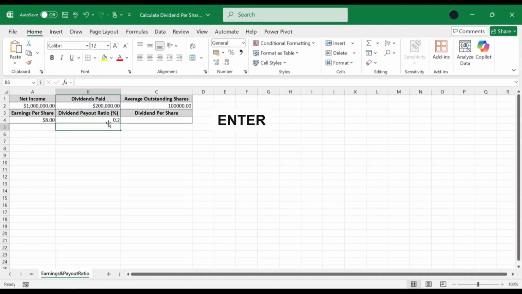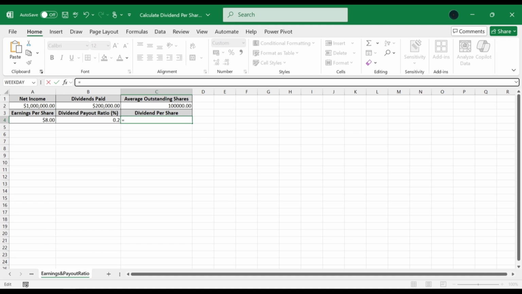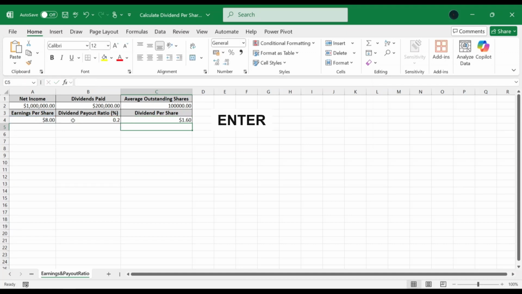Press enter. Finally, using these values, let's calculate the DPS. Choose any empty cell, like cell C4, and type this formula: equals cell A4, which is earnings per share, multiplied by cell B4, which is dividend payout ratio. Multiplying these values will give us dividend per share, DPS, showing how much dividend each share receives. Press enter. There it is. Using the earnings-based approach, each share receives the dividend based on the company's dividend payout ratio.